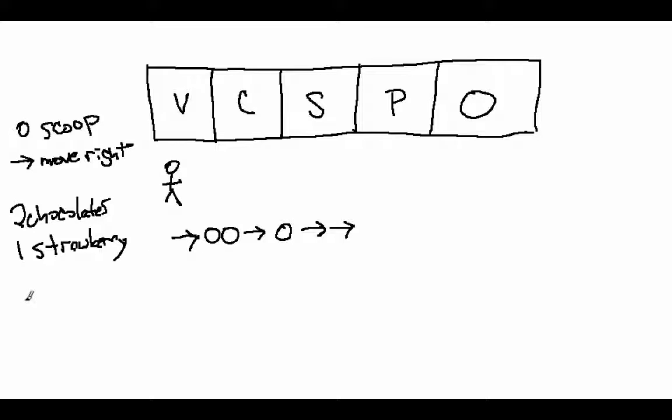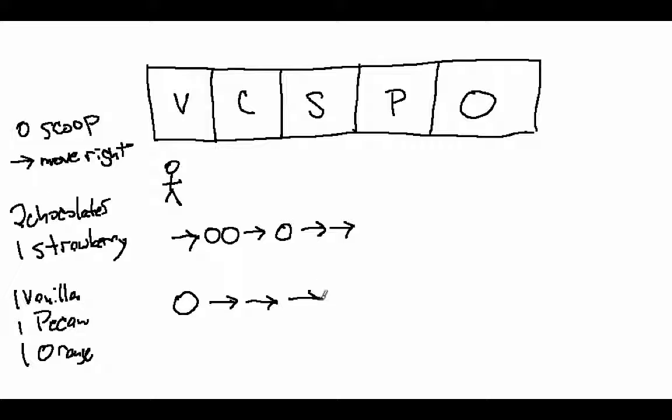Suppose I wanted to do 1 vanilla, one pecan, and I wanted to do one orange. Well, if I'm starting off here in the vanilla position, I'm going to do a scoop, and then I'm going to move to the right. That puts me in front of chocolate. I'm going to move to the right. That puts me in front of strawberry. I'm going to move to the right. That puts me in front of pecan. Now I'm going to scoop. I'm going to move to the right. That puts me in front of orange, and now I'm going to scoop.